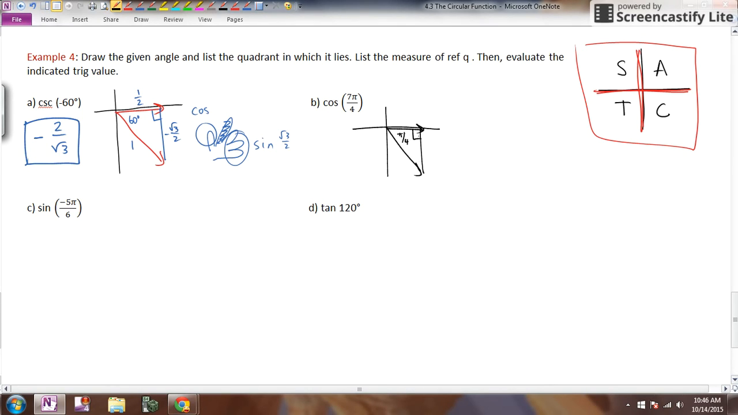I could label the sides of the triangle, or I'm good to go now. I can use my hand. I can be like, boom, boom, boom. This is the one that's folded down. Boom, boom. They want cosine, so that's root 2 over 2.